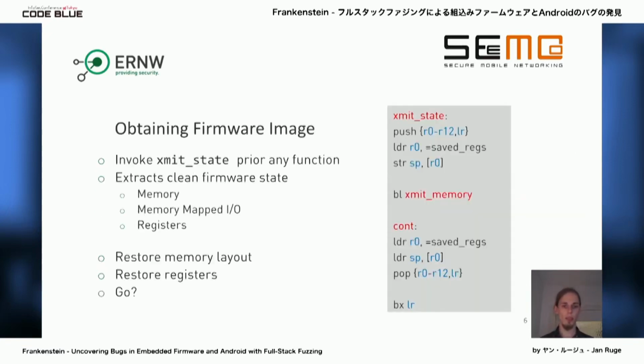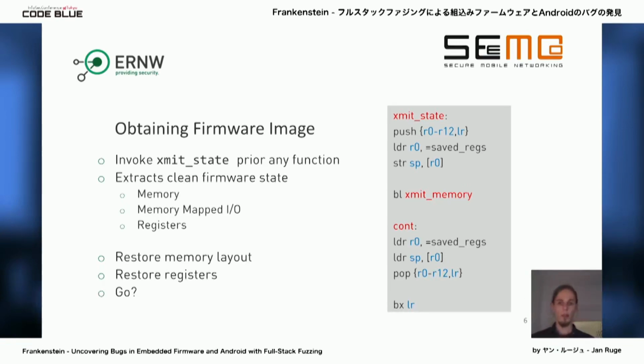So first off, how do we obtain the memory image? On the right, you can see the code for how we did this. We have this xmit_state function that will save all the registers to the stack, and then calls xmit_memory, and this will then send a memory image to the host. Important here is that we must disable interrupts, so there's no code executed while we dump the memory, because this would alter the state. And in addition, it's quite important to directly use the hardware registers, for example, for the serial interface, so we don't need any functions that invoke state machines, etc.